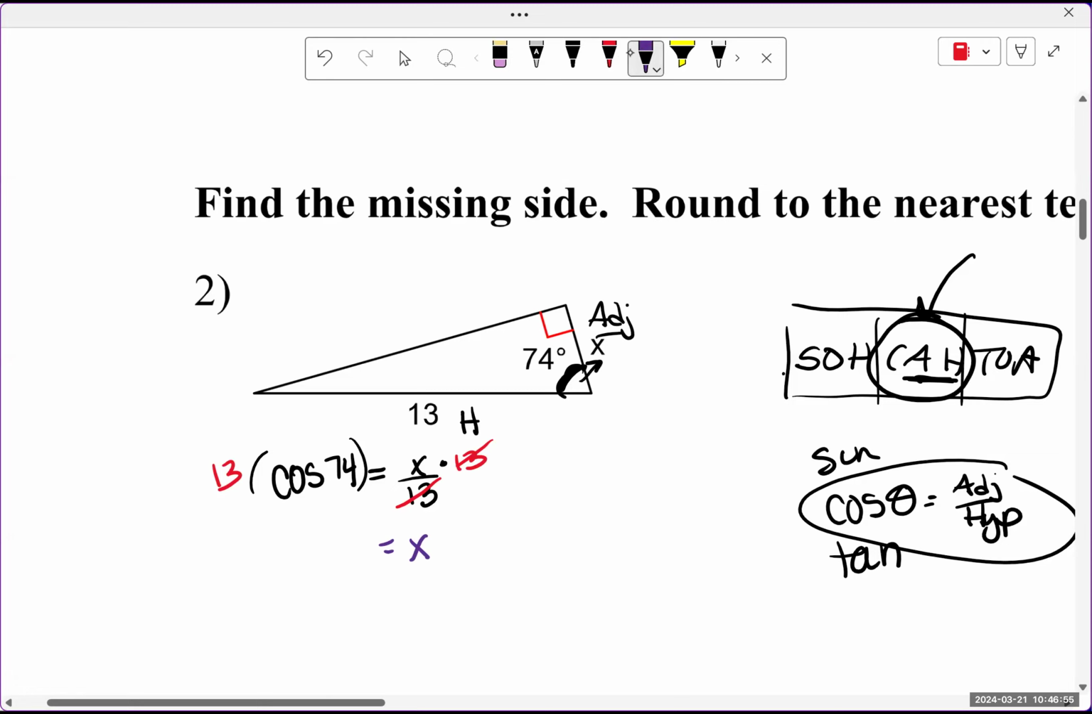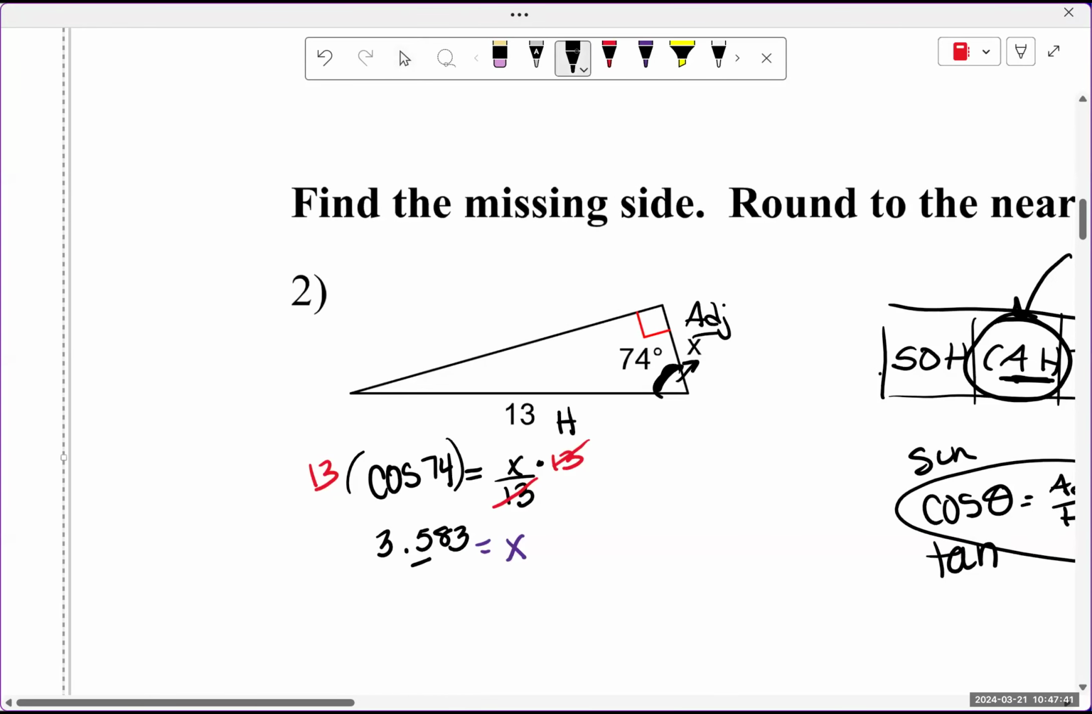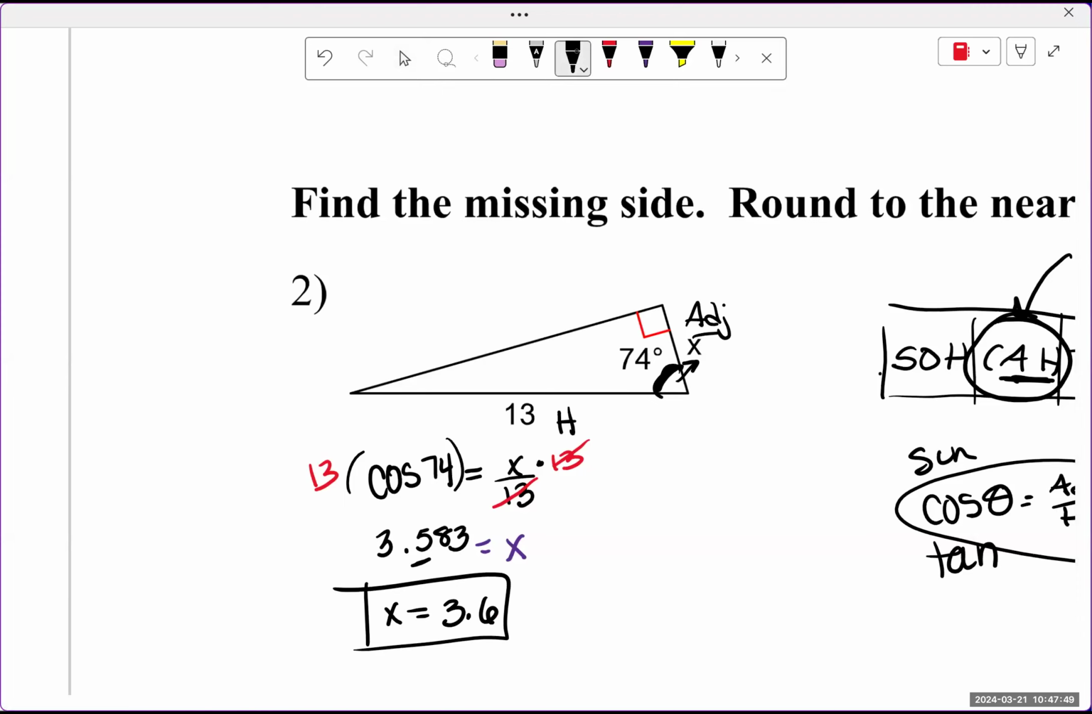So we are going to multiply 13 times cosine 74. And you should get 3.583. Okay. Round to the nearest tenth. So x is equal to 3.6.